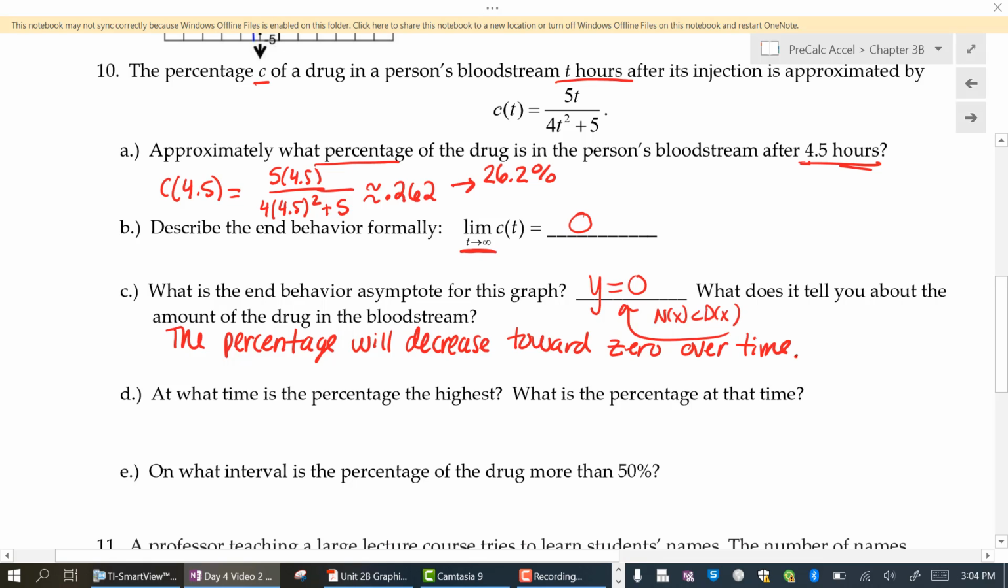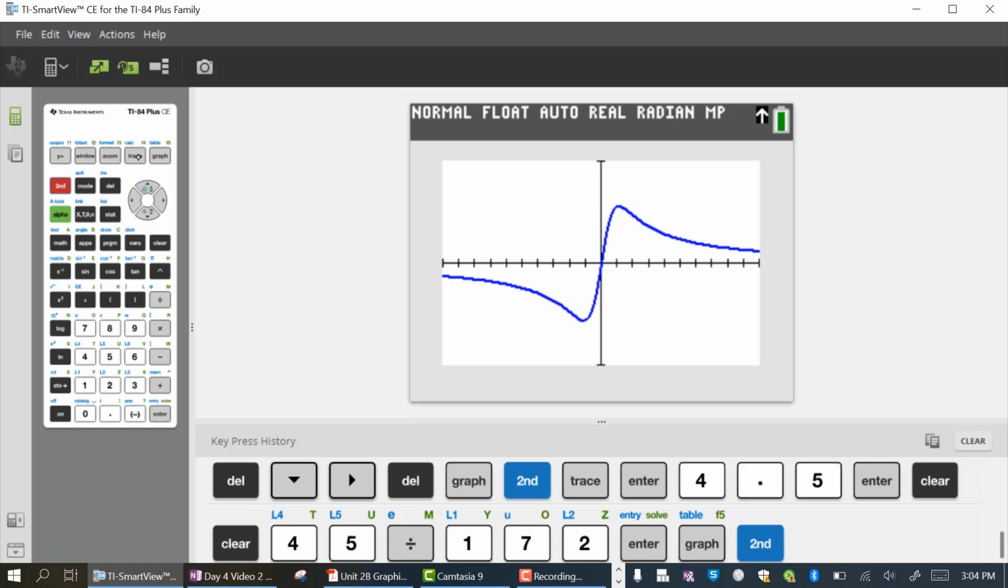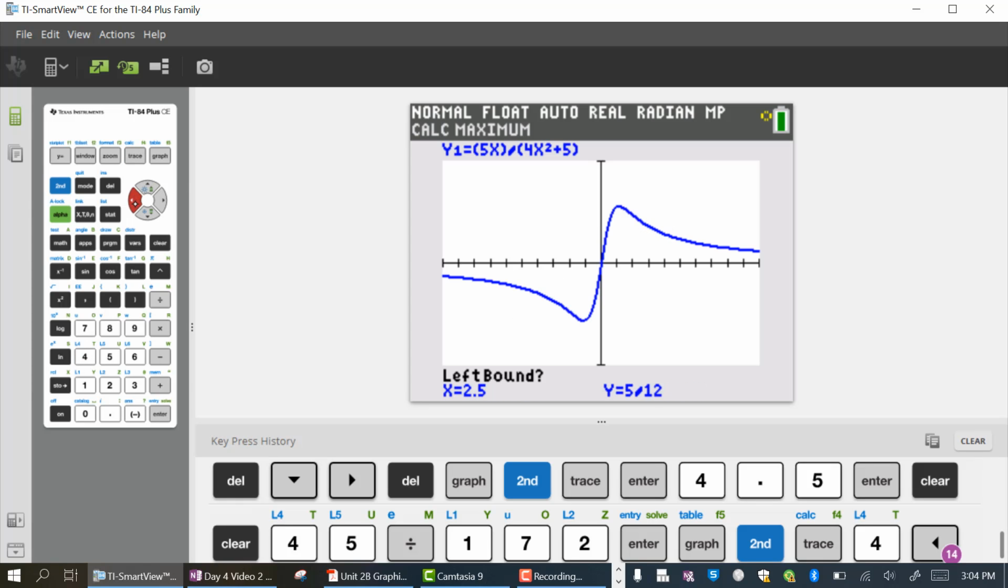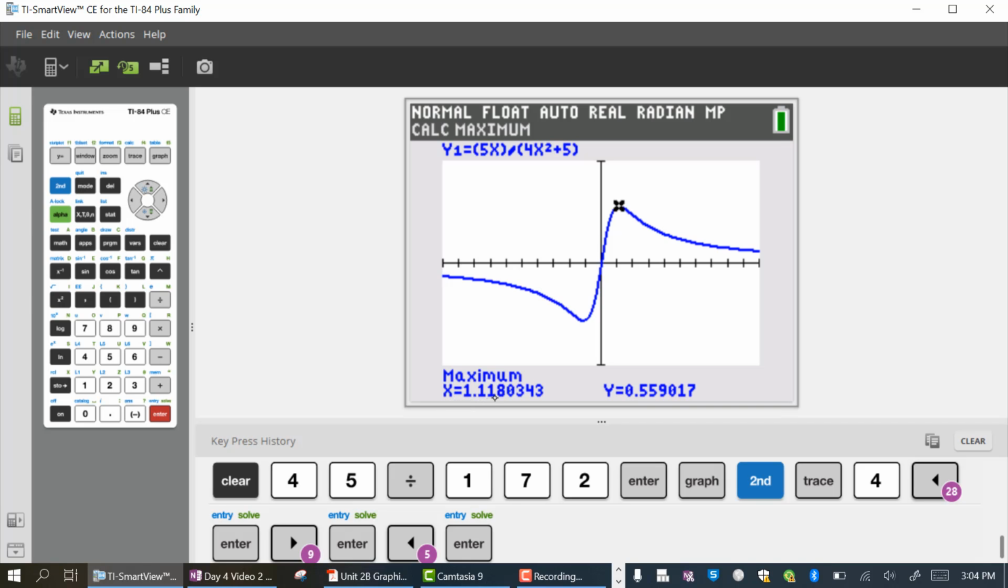D says at what time is the percentage the highest? So I'm going to look for my maximum point. So I'm going to go back to my graph. See the maximum's right here. So second trace, find the maximum. Got to get all the way to the left side of that maximum. Then to the right side of the maximum. Then guess. So at 1.118 hours, 0.559.